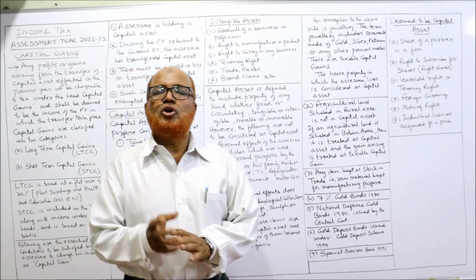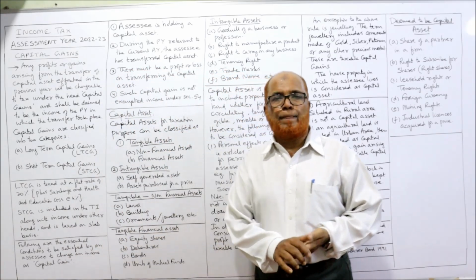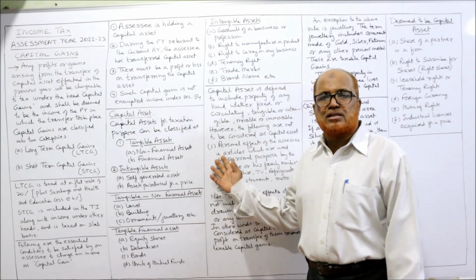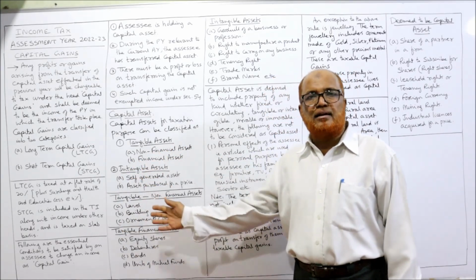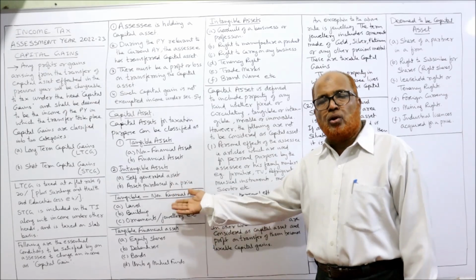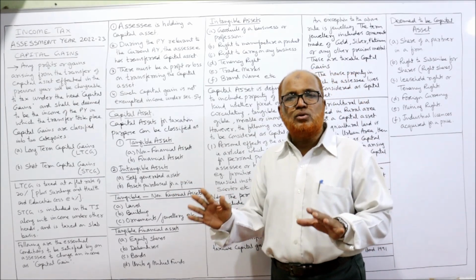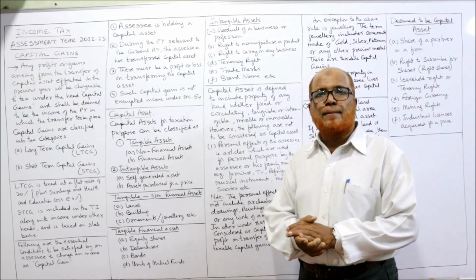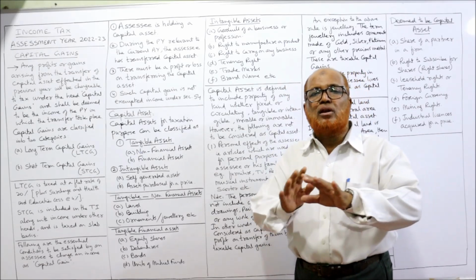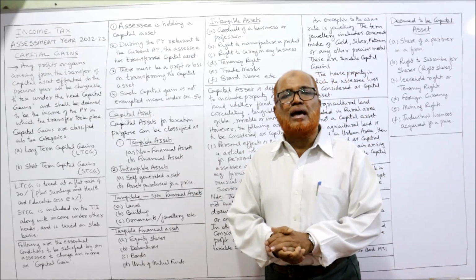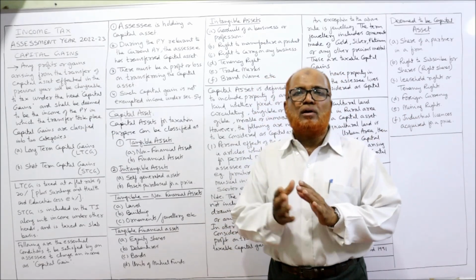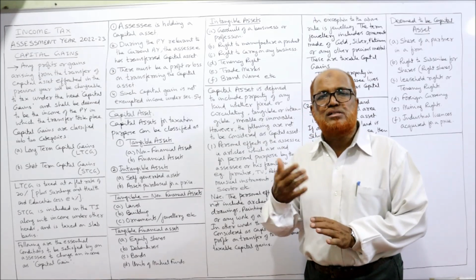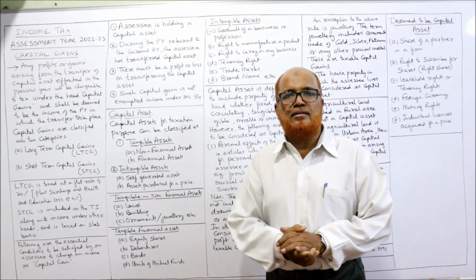In the examination, you may get a theory question also. What do you mean by capital asset? What are the different types of capital assets, like tangible, intangible, then financial, non-financial? All these things you have to write. Apart from that, which are the assets not to be treated as capital assets, and deemed assets. So we'll continue our discussion, more discussion on capital gain, in the next video.